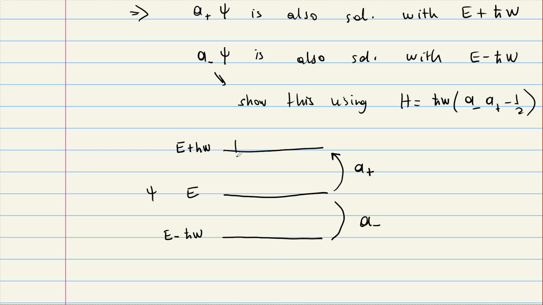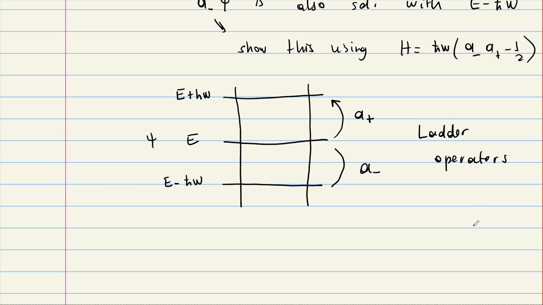So that's why this kind of looks like a ladder, and these things are called ladder operators. That's all the physics it has, there is not anything more than that. Also more terminology: A plus is called the raising operator, and A minus is the lowering operator. Good. And you can generate all solutions with these operators.